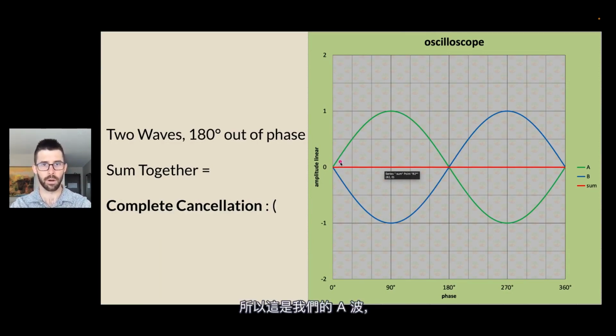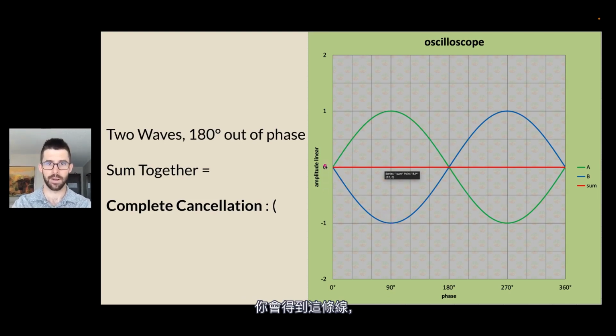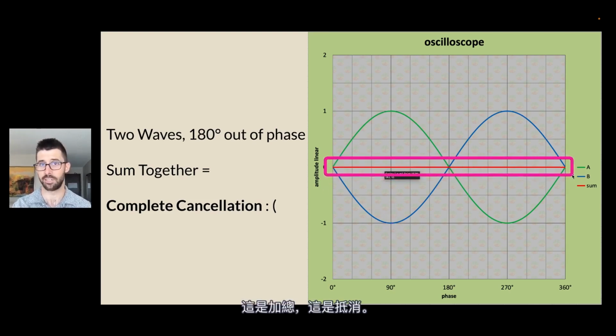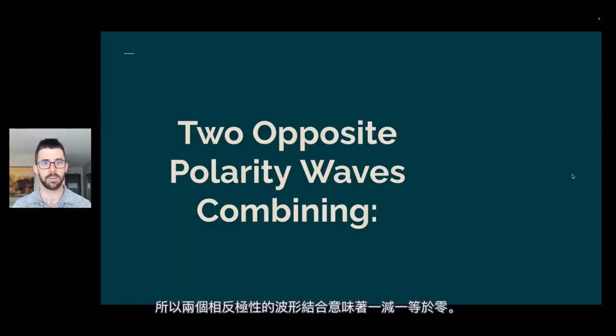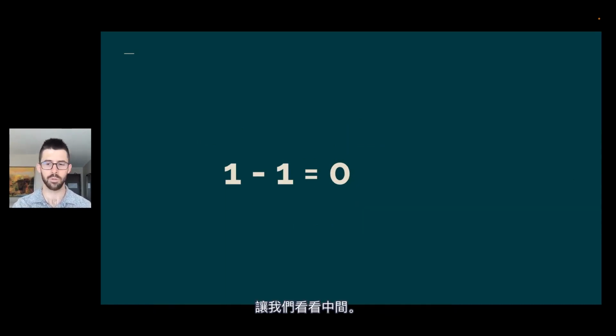Two waves 180 degrees out of phase sum together for complete cancellation. So here is our A wave going to positive 1, negative 1. If you add positive 1 and negative 1 together, you're going to get this line right here, which is a summation, and that's cancellation. So they're going to cancel each other out. Two opposite polarity waves combining, that means 1 minus 1 equals 0.